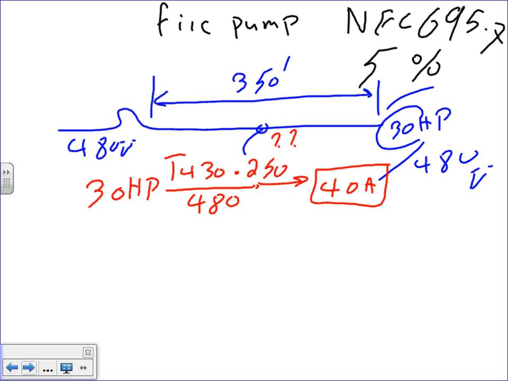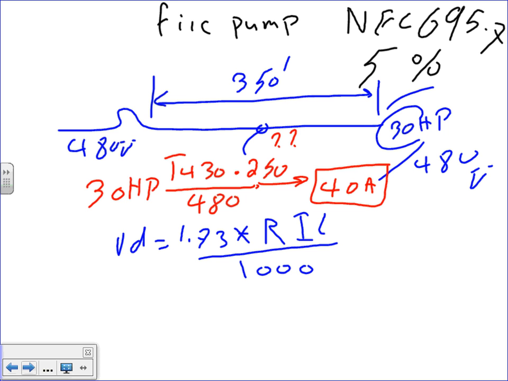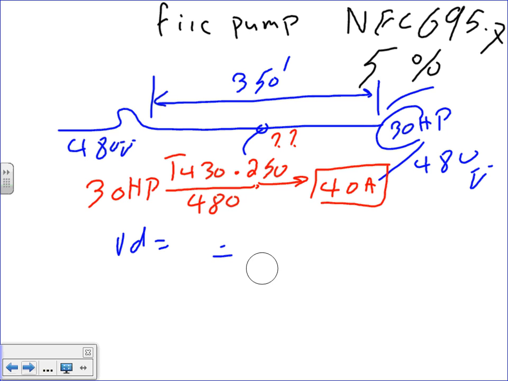The formula that I have is voltage drop equals 1.73 times K times I times L over 1,000. You can use K too. Can we use K this time instead of R? You guys want to use the K or the R? K, because whoever uses it. Let's use the K, just because you're my friends. So 1.73 times K times I times L divided by 1,000.